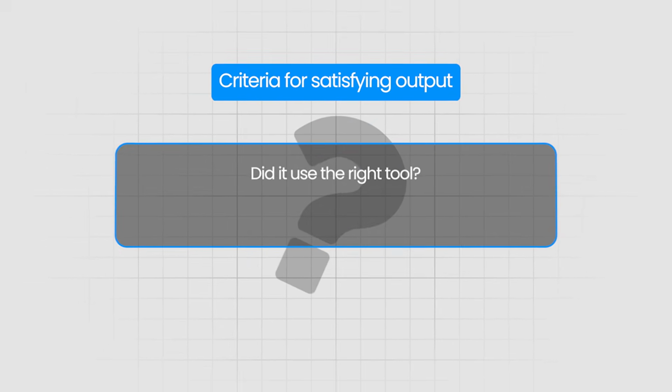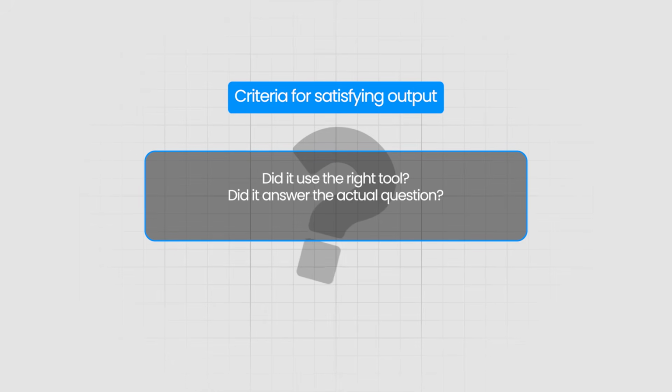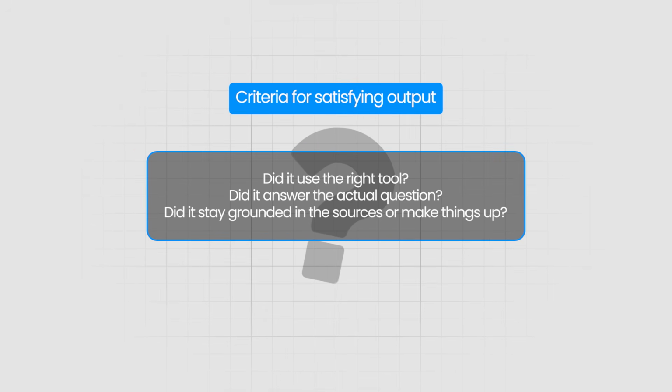For example, did it use the right tool? Did it answer the actual question? Did it stay grounded in the sources or make things up? In practice, you build an eval suite, a curated set of test cases with known correct behaviors, and you run it regularly, especially after changing prompts, swapping models, or adding tools.